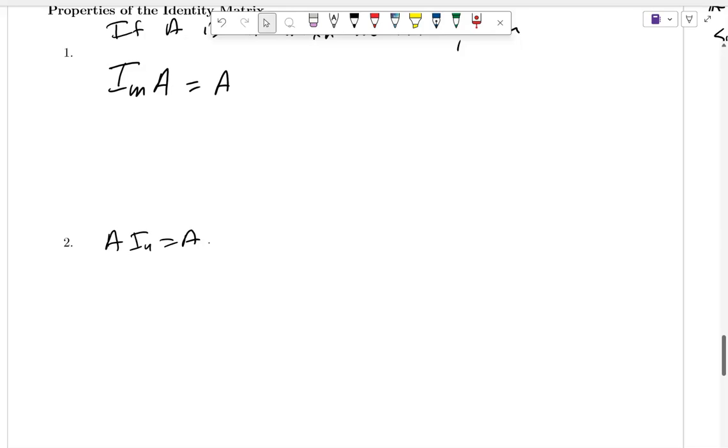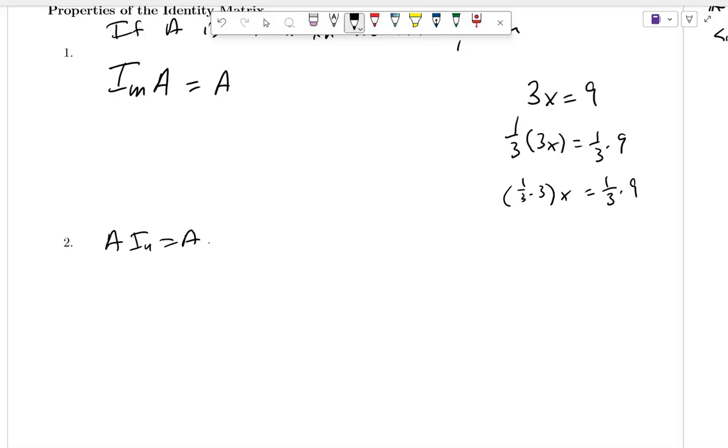Now, why do we care about identity matrices? Good question. Remember, the reason why we care about identity in general is because, for example, if you wanted to solve the equation 3x equals 9, what do you do to solve that equation? Divide by 3, right? Or multiply by the inverse. So you can think about it as multiplying by a third. Why do we do that? Because, well, I'm going to go through it longhand here. First, I have to reassociate. And then when you multiply these two things together, what do you get? 1. And the reason why you want 1 is because 1 times anything is itself, right?